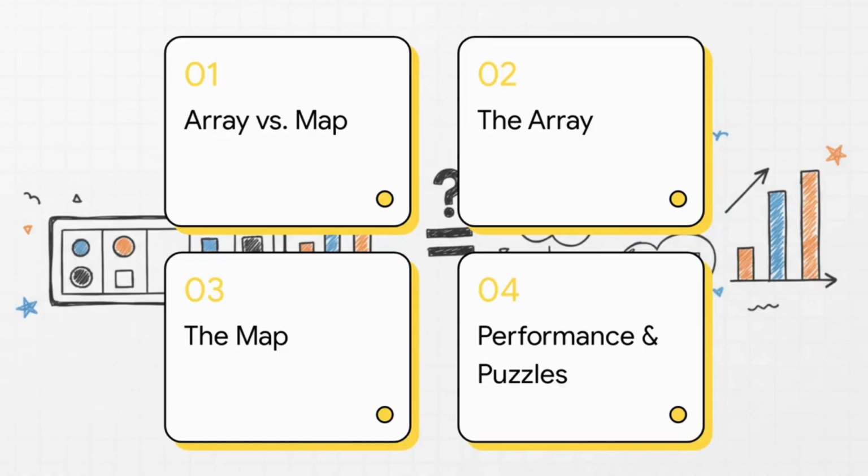So here's how we're going to break it all down. First, we'll tackle that core choice, array or map. Then we'll do a deep dive into the lean, mean array. After that, we'll check out the super flexible map. And finally, we'll put them head-to-head on performance and solve a classic coding puzzle.